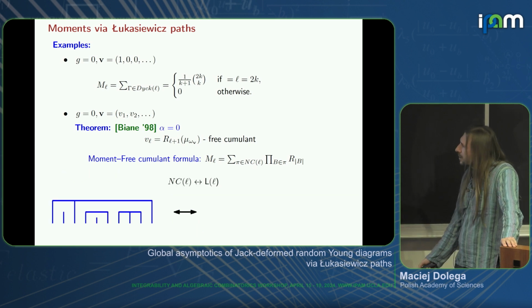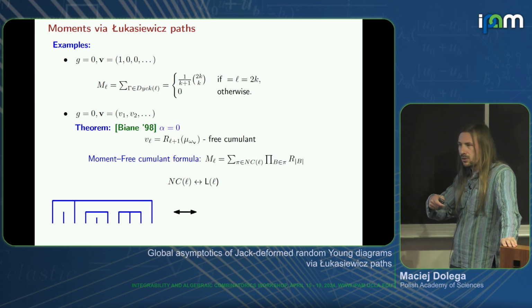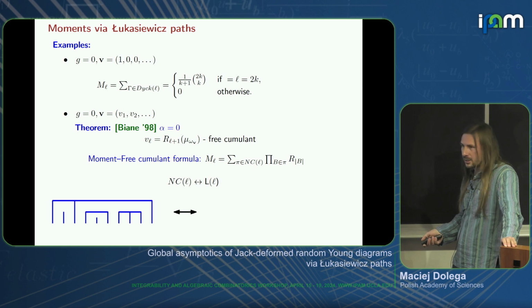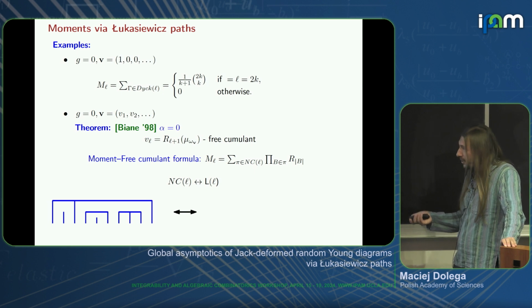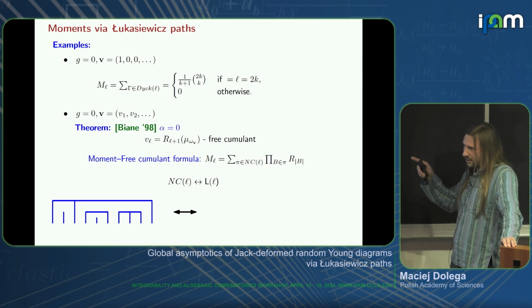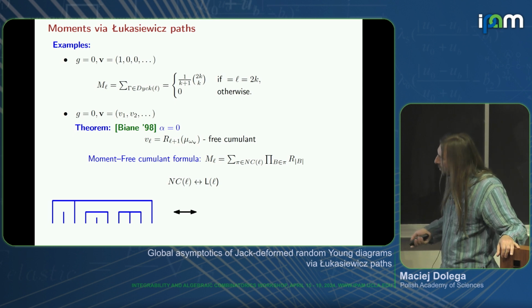So, but now I claim that there is a bijection between non-crossing partitions and Lukasiewicz paths. And this is a very, very classical bijection. It's very easy. And it's also very nice because it turns out that it sends sizes of the blocks into up steps. And it preserves sizes. So how does it work?